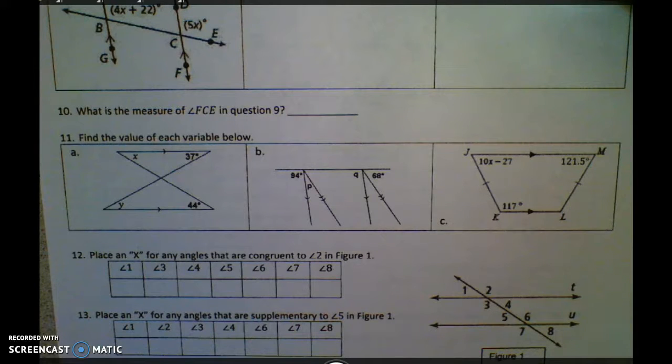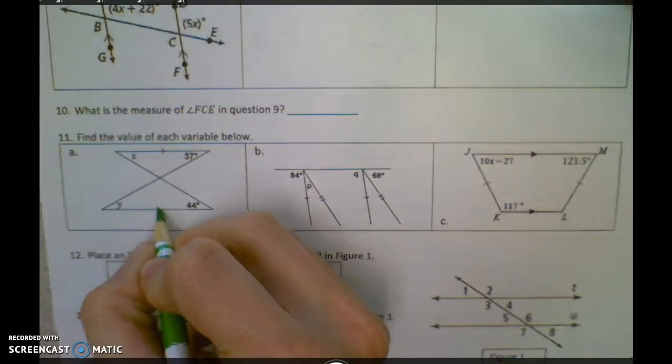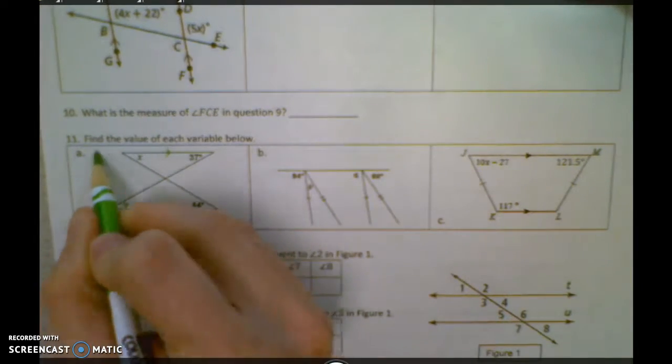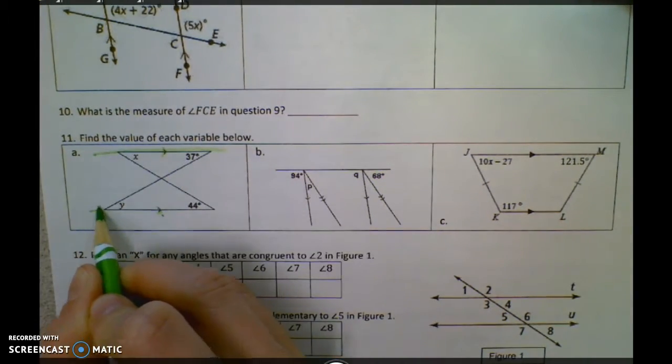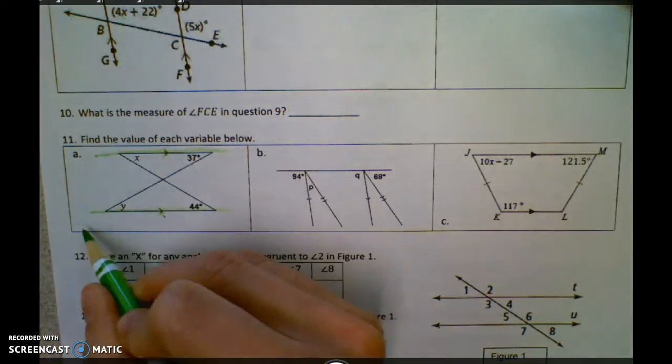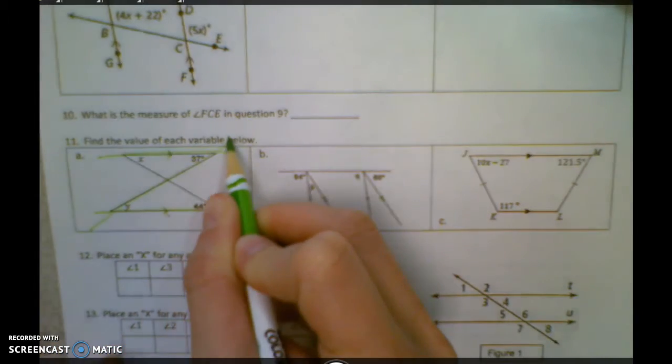Looking at number 11, there's too much going on in this picture. We need two parallel lines and a transversal. So these arrows let me know that these lines are my parallels. I get to pick my transversal. I'm going to pick this one just for fun. Look how fun that is.